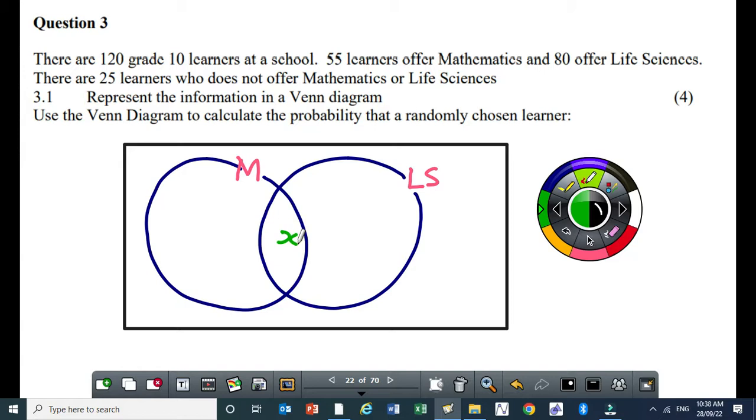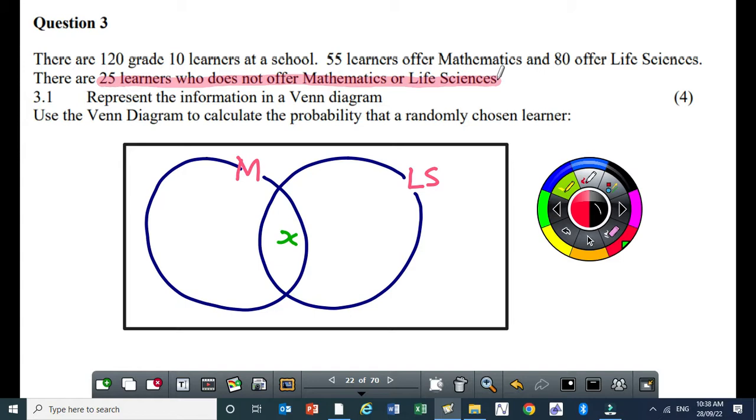Next year, you are going to have Venn diagrams with three events. You start thinking about what's common for all three first. If you don't do that, you are going to find this aspect of probability on Venn diagrams very challenging. Then also check if there are some elements that are not part of both events. Like here, we are told, let me use my highlighter, that 25 learners do not do any of those two subjects.